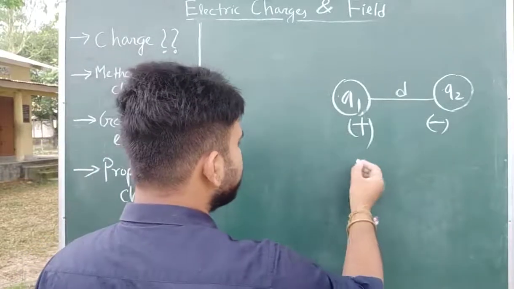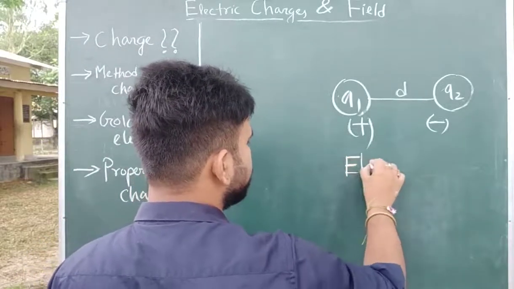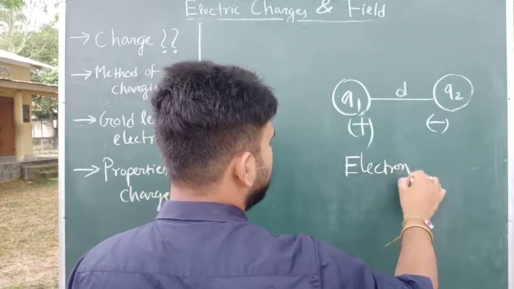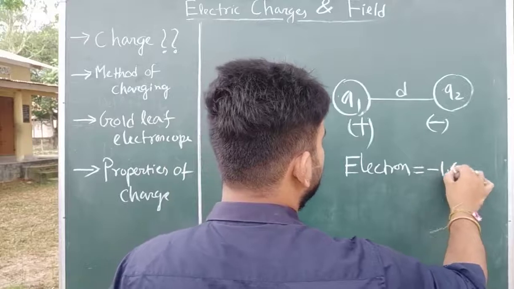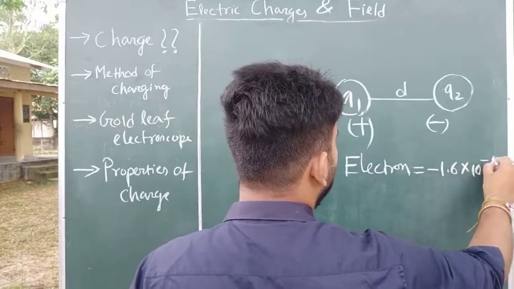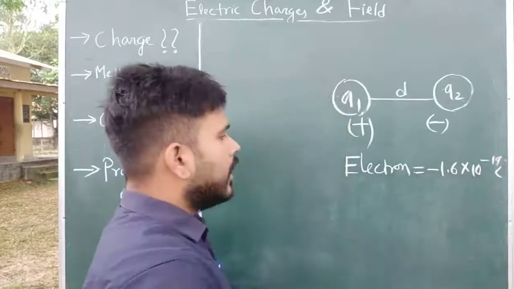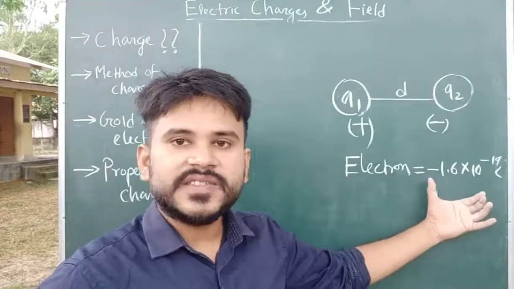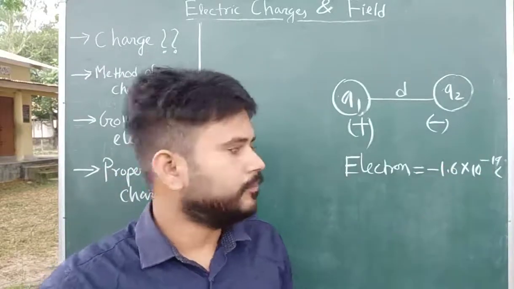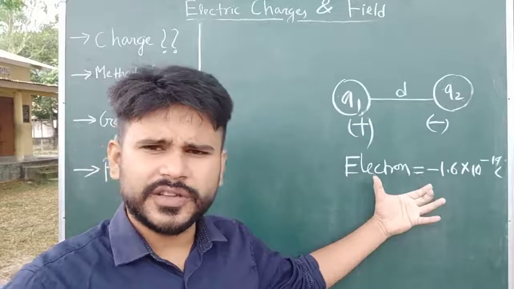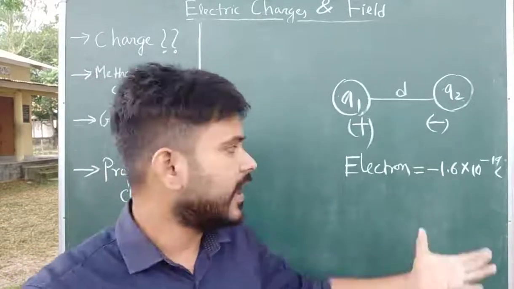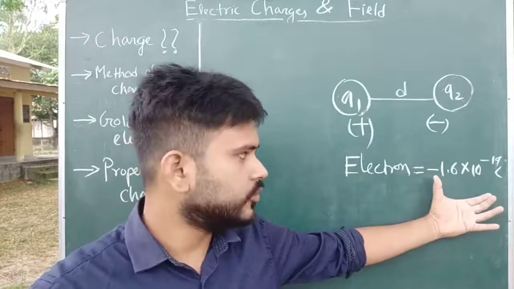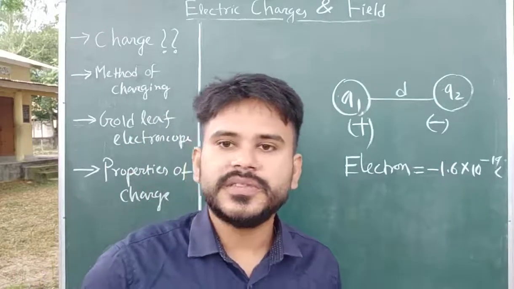So what is the charge of an electron? Minus 1.6 into 10 to the minus 19 coulomb. The charge of an electron is negative and that of a proton is positive. They have the same magnitude. So coulomb is the unit of charge.